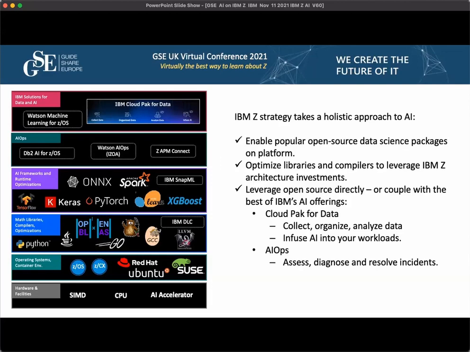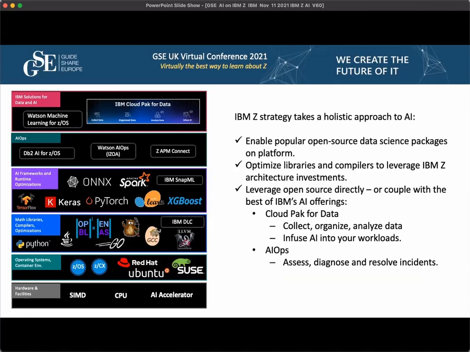And then if you look a little higher in the stack here around the AI frameworks, again, you will see that we're bringing a lot of the popular AI frameworks and tooling to the platform, but also we're building optimization into these AI frameworks and tooling. So not only are we porting these popular frameworks and tooling to our platform, but we're also building in the optimization to help scale and make these frameworks performant on our Z platform as well.